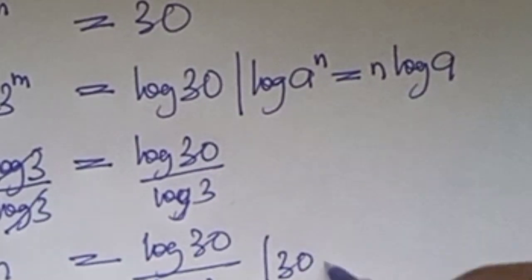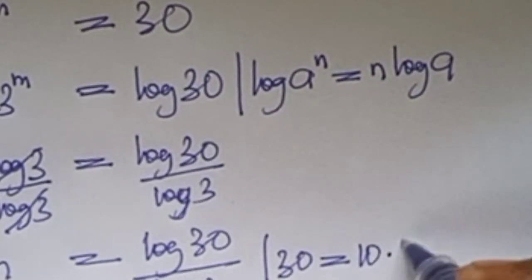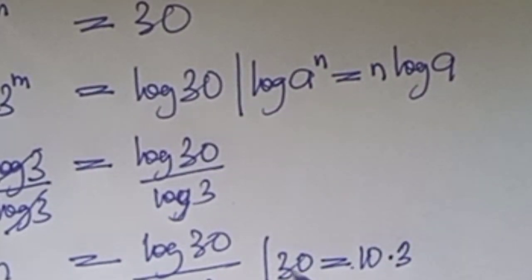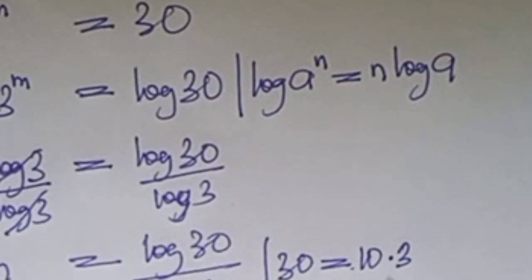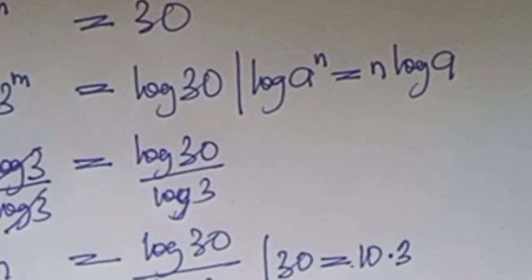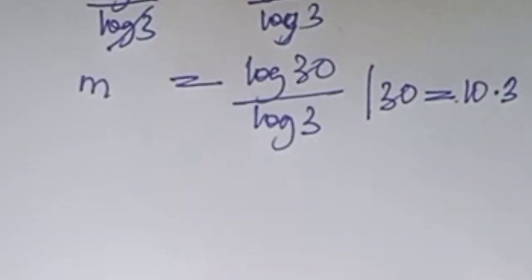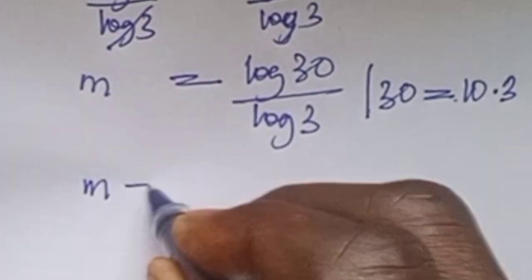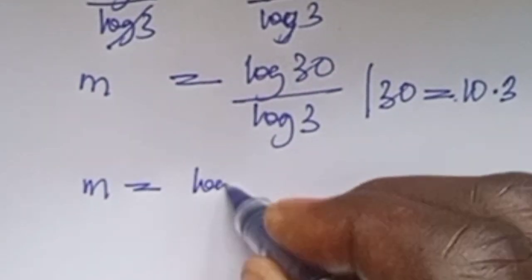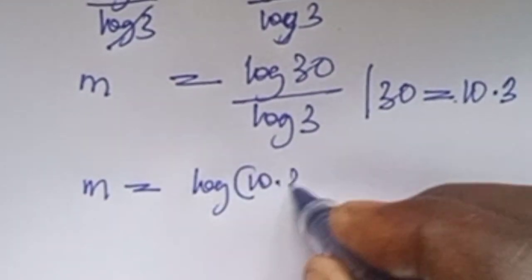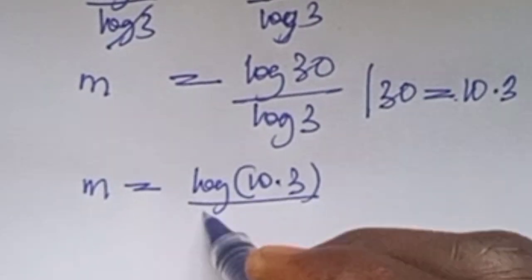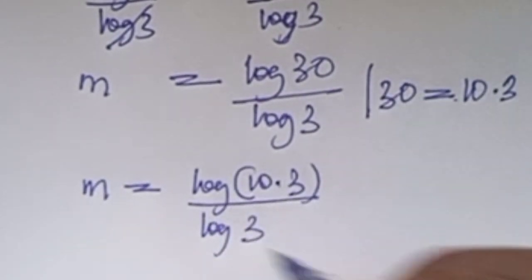But 30 can be split into 10 times 3. 10 times 3 is 30. So in the place of 30, we're going to replace it with 10 times 3. So m becomes log 10 times 3 all over log 3.